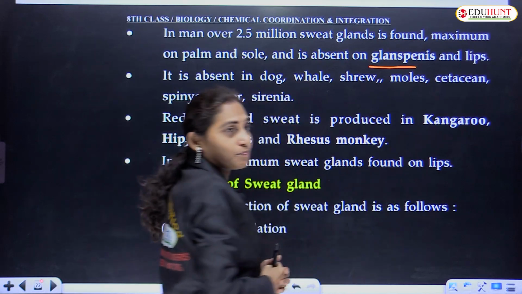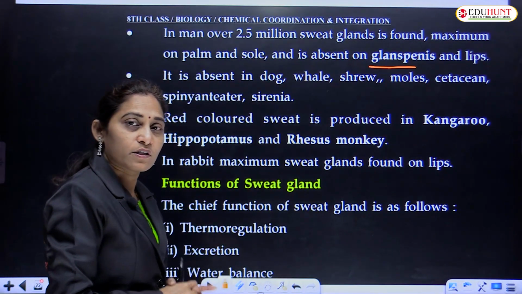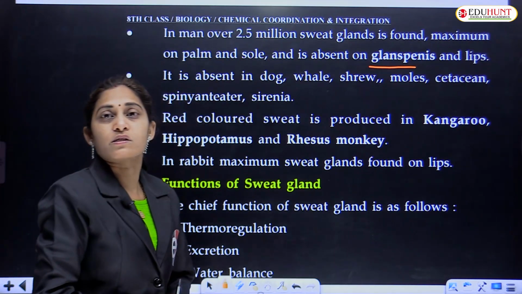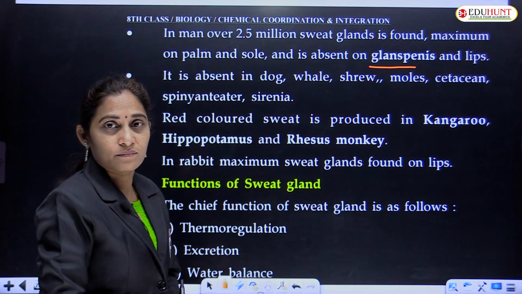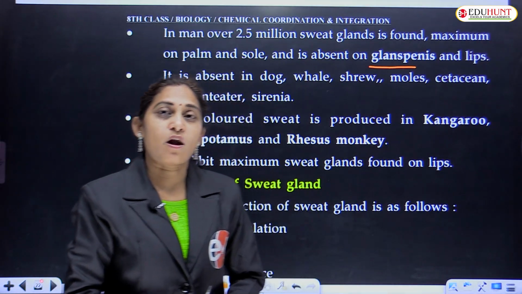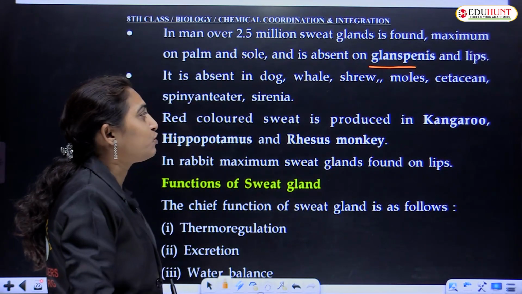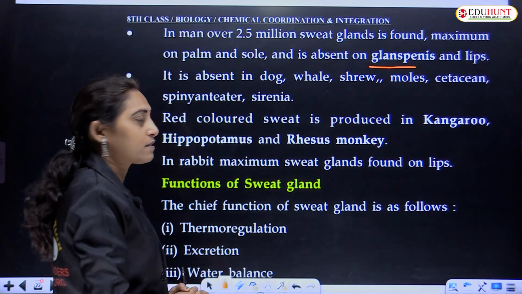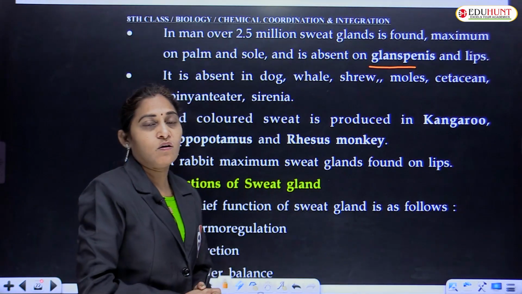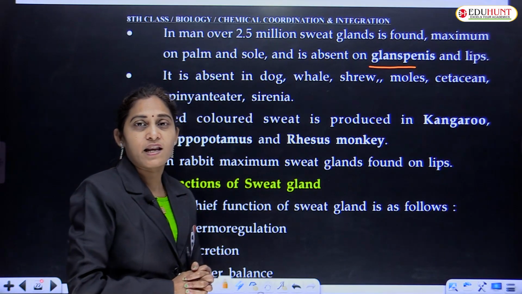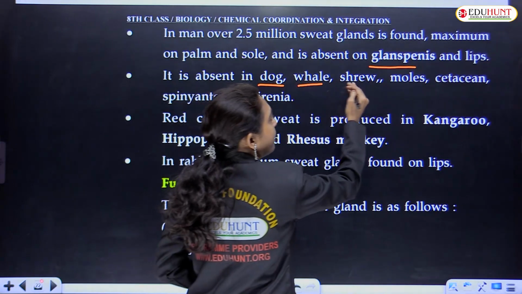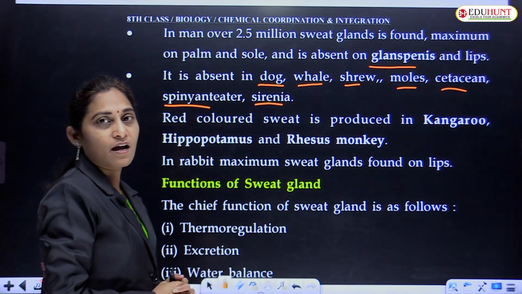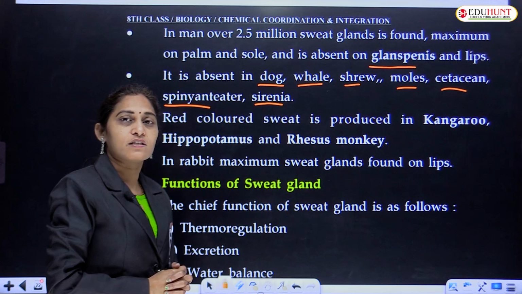In the penis also, the sweat glands are absent, and these are absent in dogs. Dogs also do not sweat. They are absent in whales, cetacean members like dolphins, shrews, moles, and even the spiny anteater echidna, which is a mammal, and sirenia. None of these organisms have sweat glands: dog, whale, shrews, moles, cetacean members, spiny anteaters and sirenia. These are the animals which do not have sweat glands.